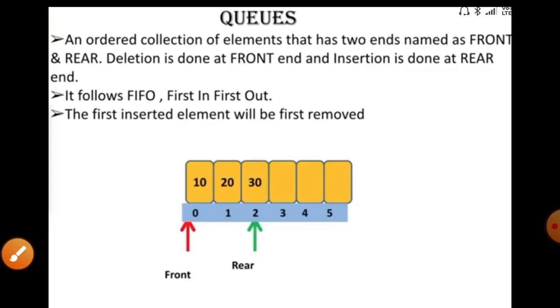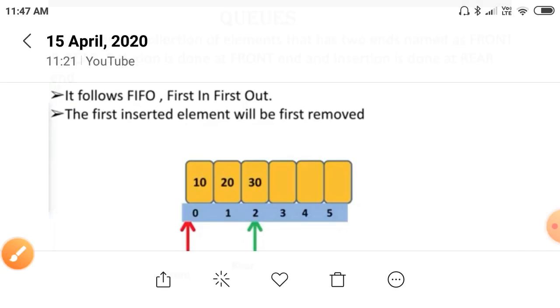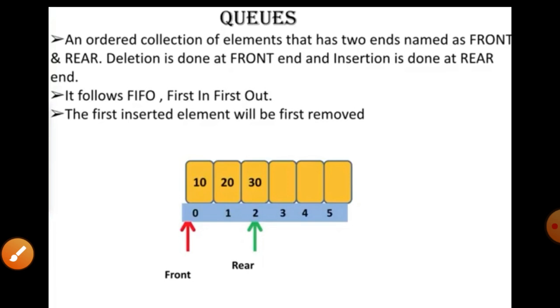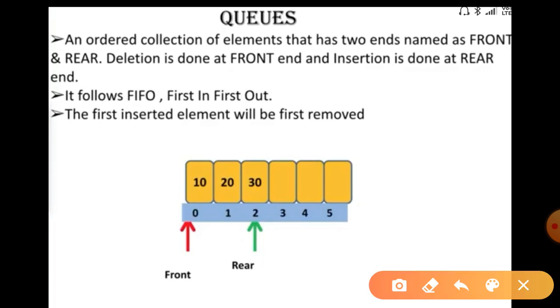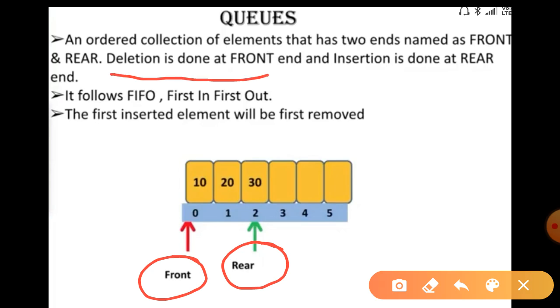The insertion can happen at one end and the deletion can happen at the other. We have to see at which end the insertion is happening and at which end the deletion is happening. Here this is the front end, and this is the rear end. The deletion is done at the front end, so this way we delete the elements, and the insertion is done at the rear end. So this way deletion and this way insertion. This is a queue.